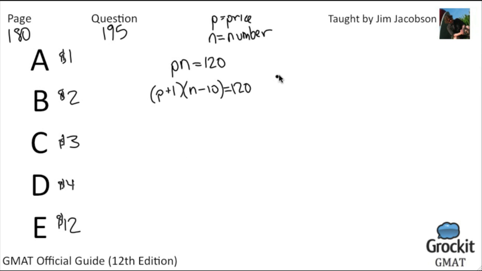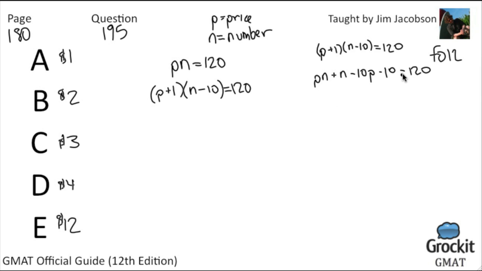Basically, then, we can solve for N first. So we'll do this one over here. We have (P plus 1) times (N minus 10) equals 120. So we're using FOIL to multiply all the parts out. So we end up with PN plus N minus 10P minus 10 equals 120.